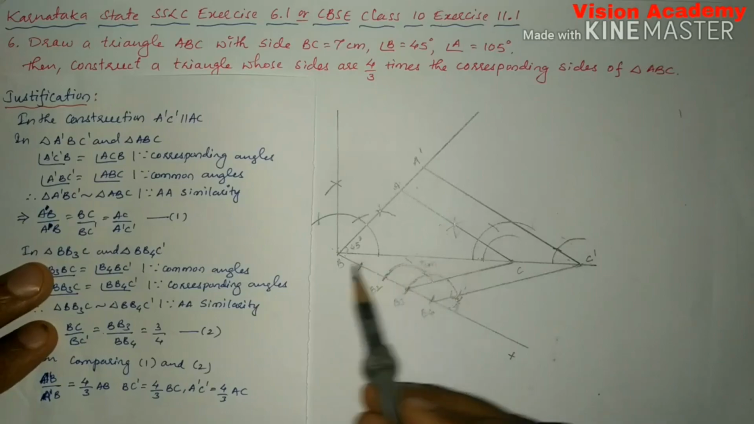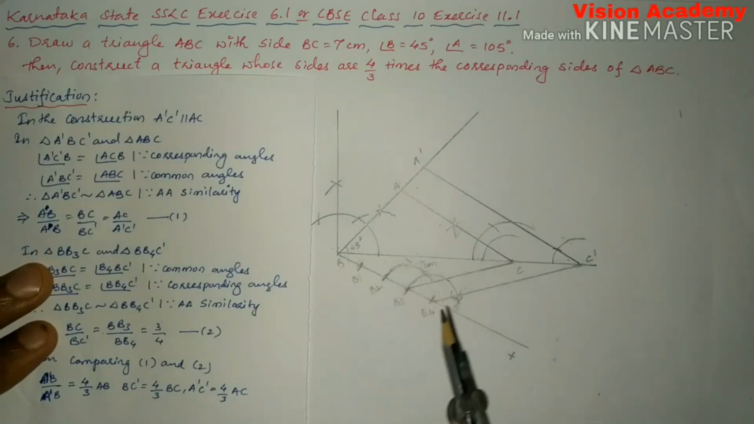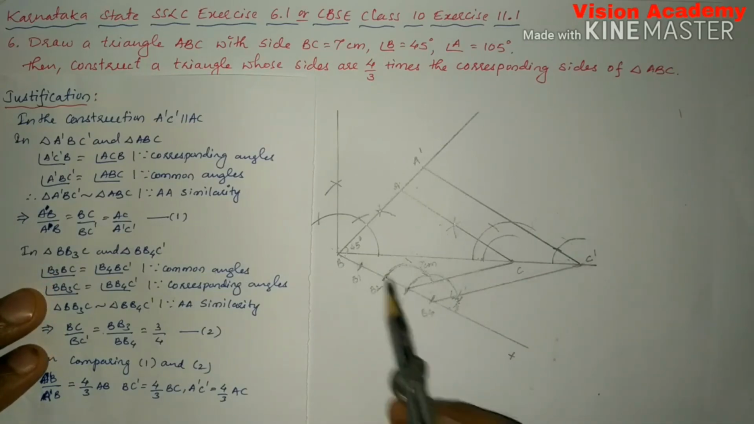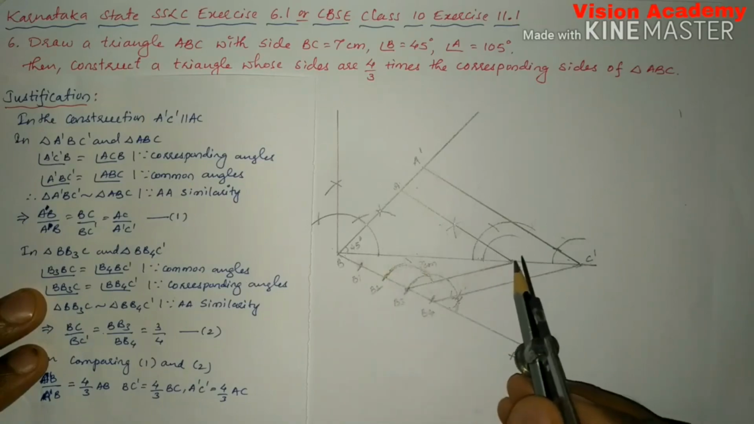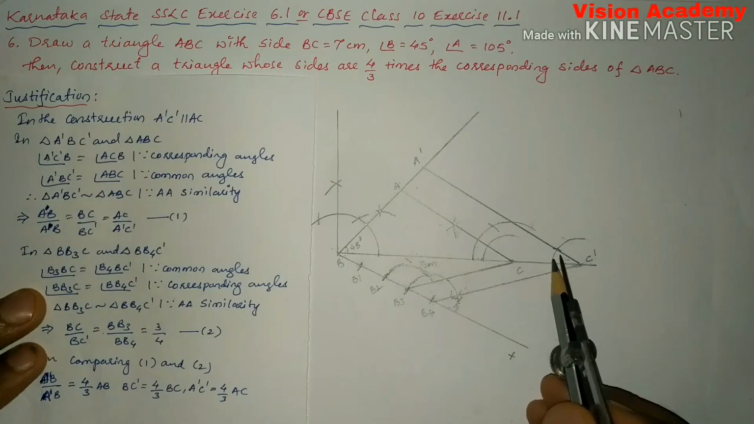Now in triangle B B3 C and triangle B B4 C dash, angle B3 B C is equal to angle B4 B C dash because they are common angles.